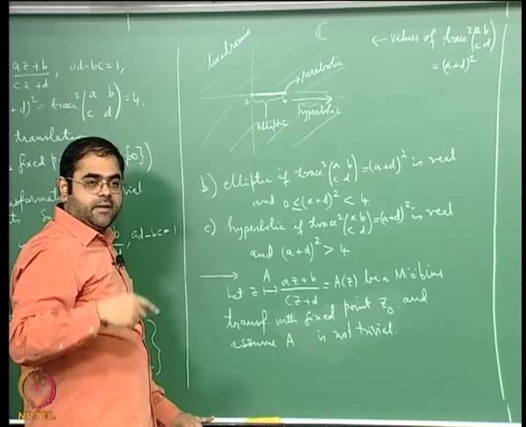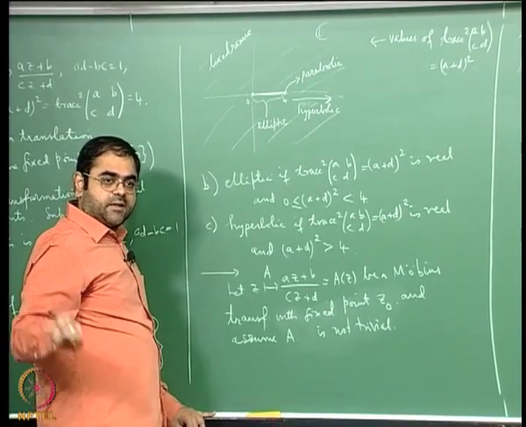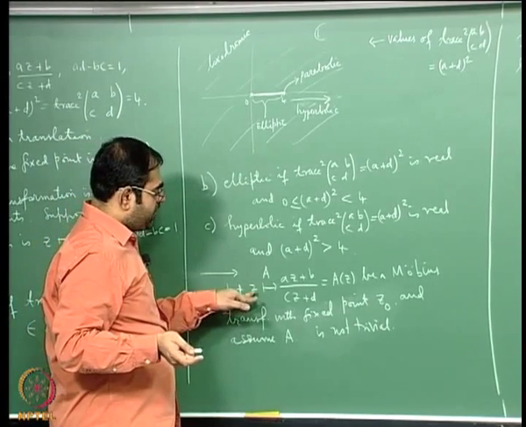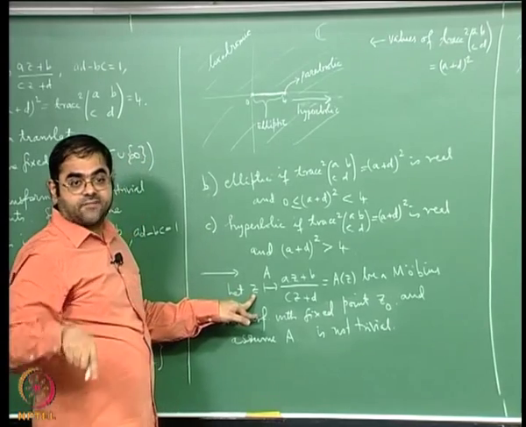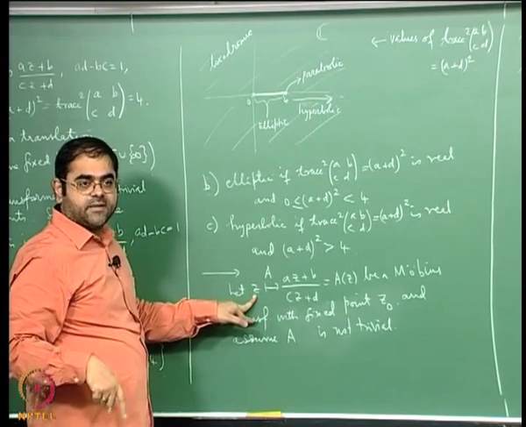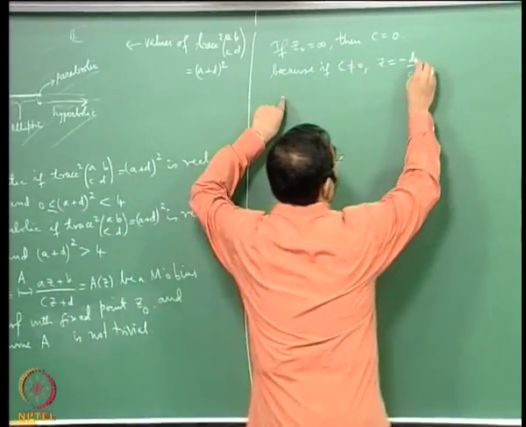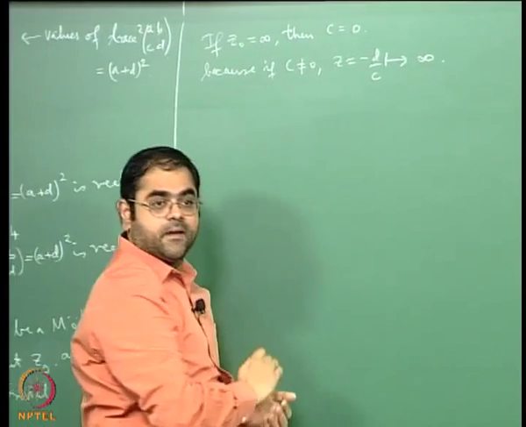If you remember, any finite complex number divided by 0 is taken as infinity. So if I put z equal to minus d by c, then minus d by c is a finite complex number, it is not infinity, and it goes to infinity. So this goes to infinity.